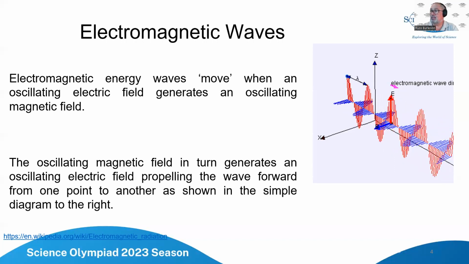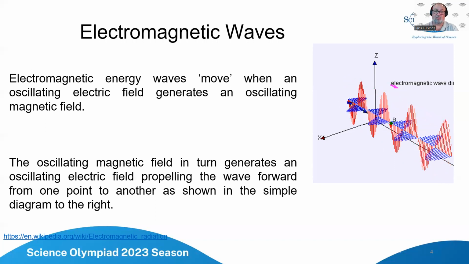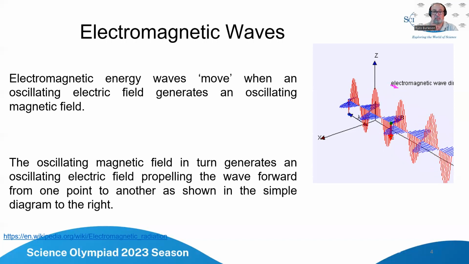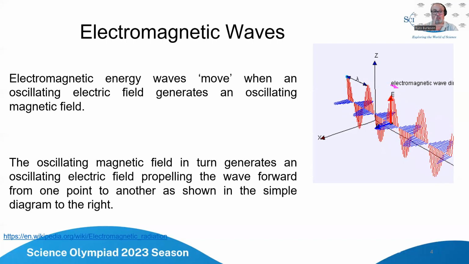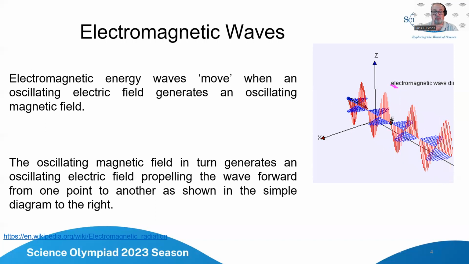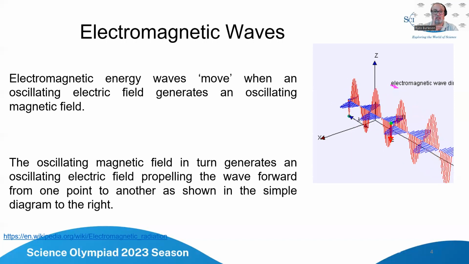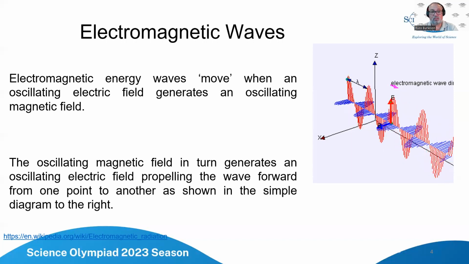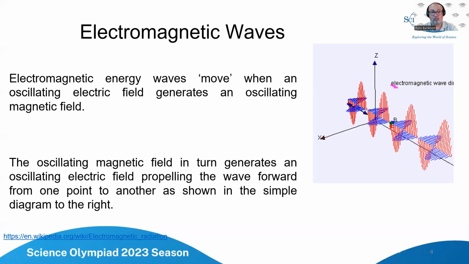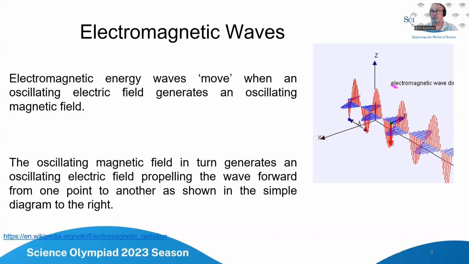So what I can see is that my E field goes up in the Z, my B field goes up in the X. So therefore, the direction of propagation is my Y direction.